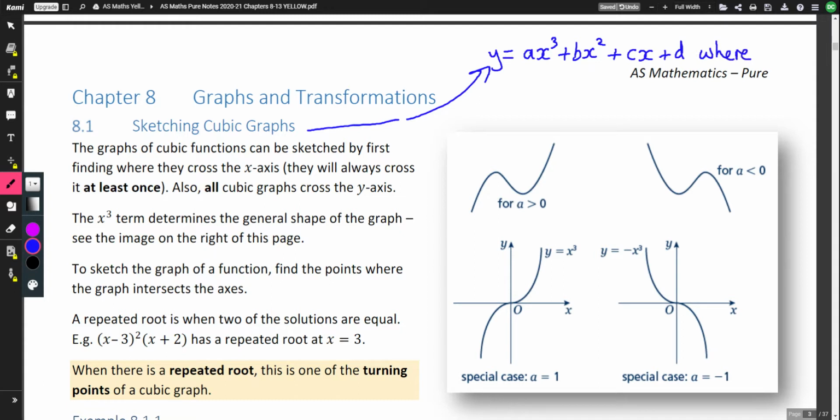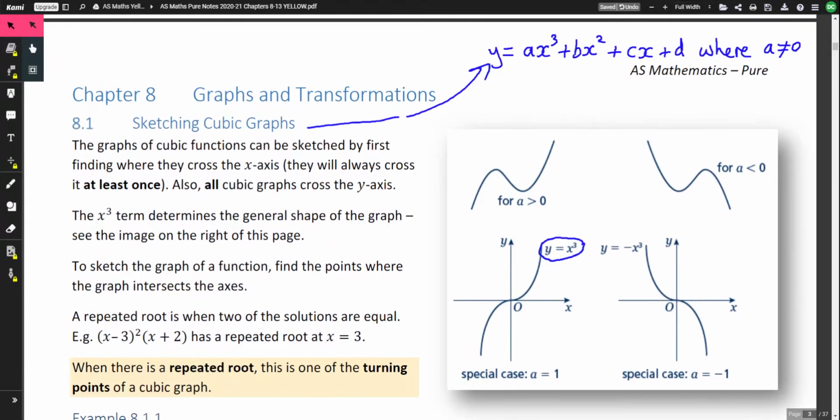Now in this expression, we need to make sure a is not 0, because if a was 0, then it wouldn't be a cubic. So a is not 0, but b might be 0, c might be, d might be. So the basic cubic graph, y equals x cubed, that's what it looks like. Now you need to know the shape of that. Related to that, we have the basic y equals minus x cubed graph on the right hand side.